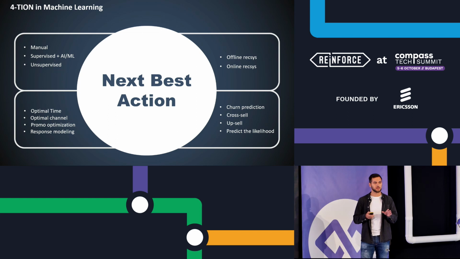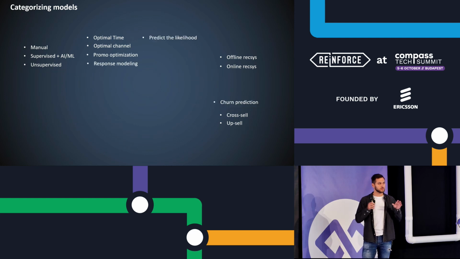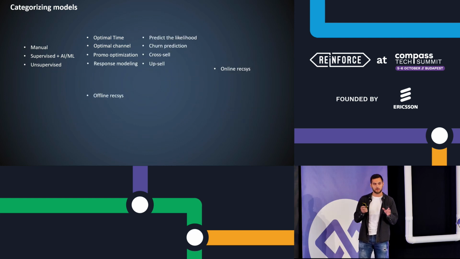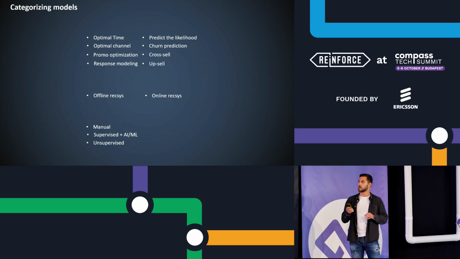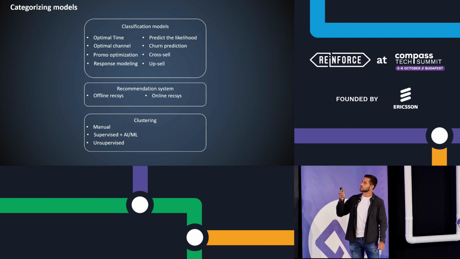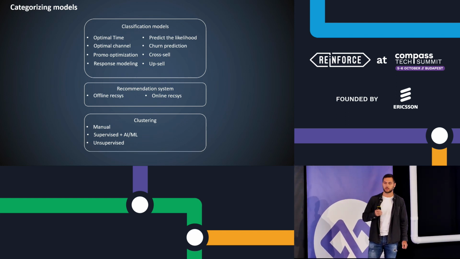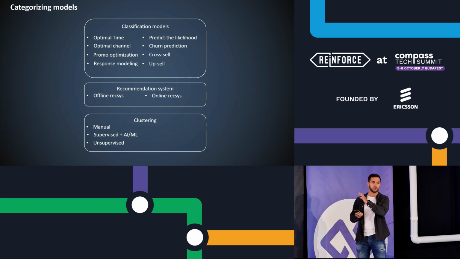And all these components are basically next best action. If we try to categorize all these components into meaningful segments, we'll see that the central stage takes classification models. This is about predicting likelihood, cross-sell, promo optimization, optimal channel. The personalization systems could be offline, online, and the other part is clustering.